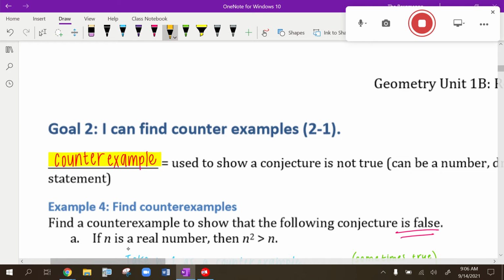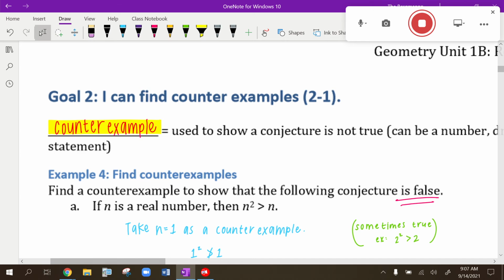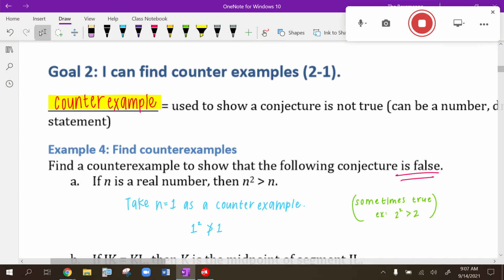Okay, so it says if n is a real number, then n squared is greater than n. I believe this was one that we've seen. So we're trying to come up with a number such that n squared is not greater than n. So we have to keep this part. N has to be a real number, but we want to show that n squared is not greater than n. Is there any real number you could think of where that number squared is not greater than the number itself? One number you might use is positive 1.